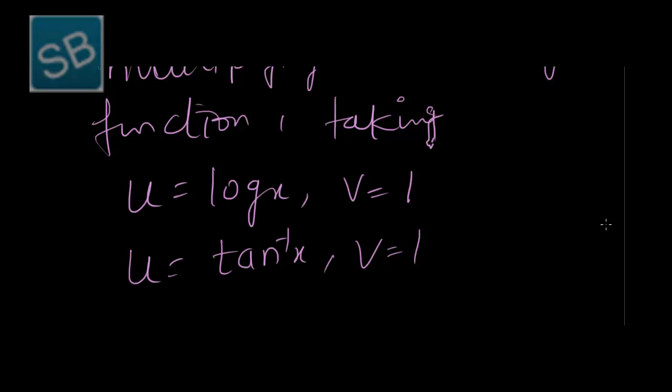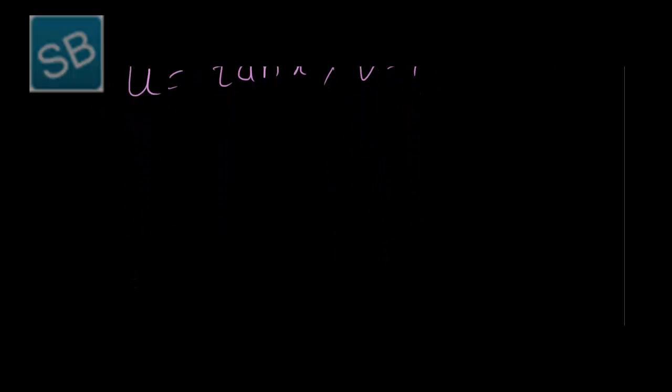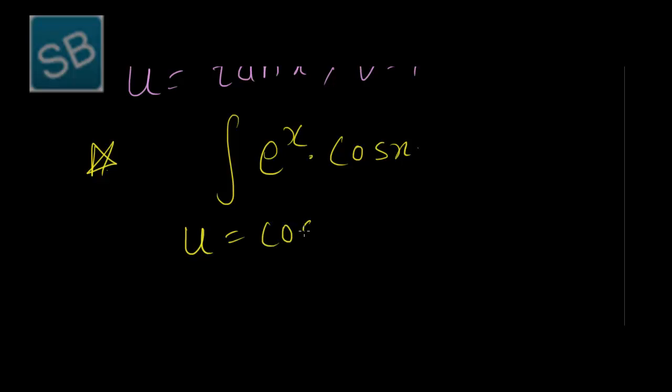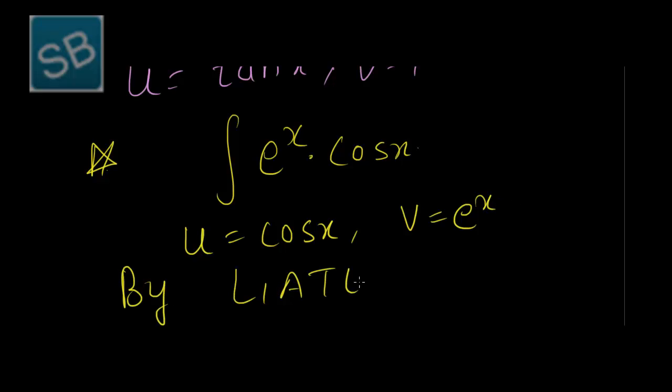And another point that should be noticed is that if we have a function of type e raised to power x into cos x, if we see the rule, we have to take u is equal to cos x and v is equal to e raised to power x, that is by the LIATE rule.